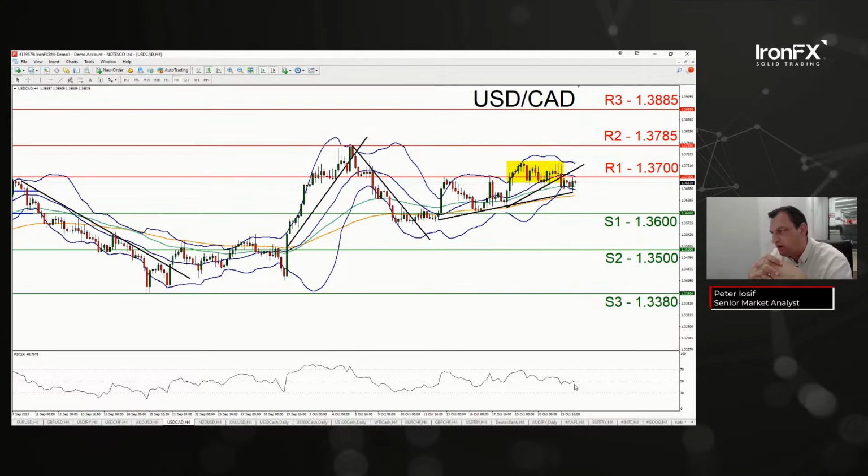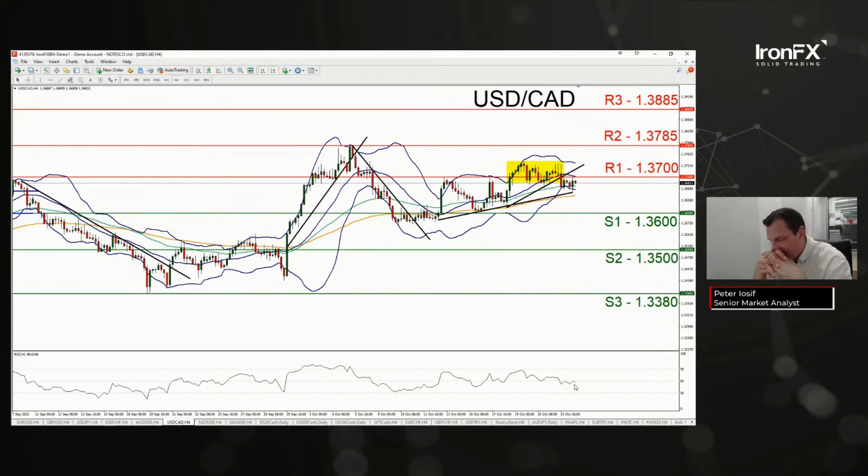Should the bulls take over, I wouldn't be surprised to see the price action breaking above the 1.37 and start aiming, if not even breaching, the 1.3785, while a possible bearish outlook may lead the pair towards or even below the 1.36 support line.